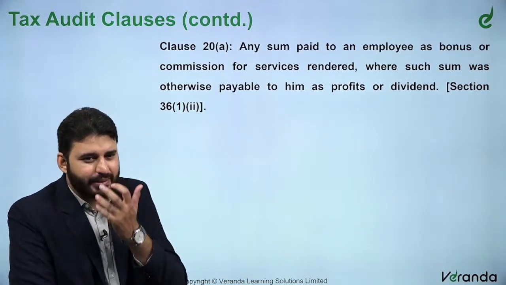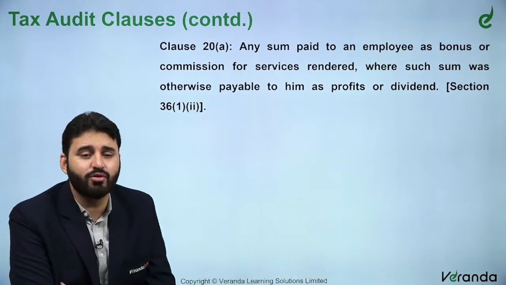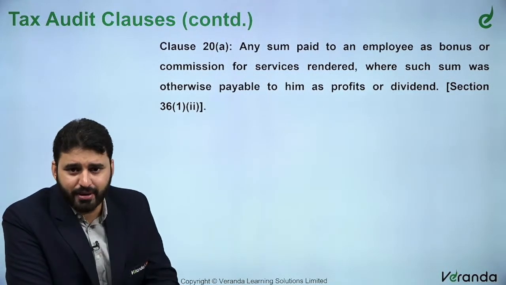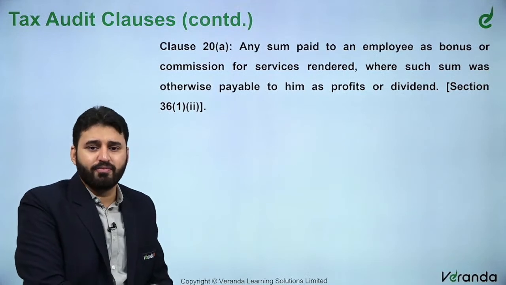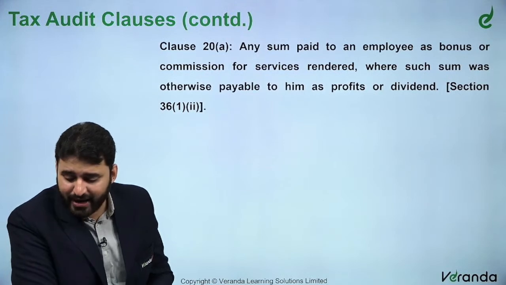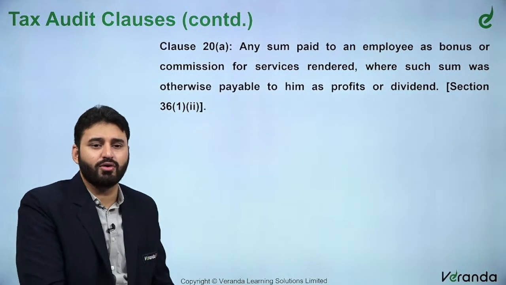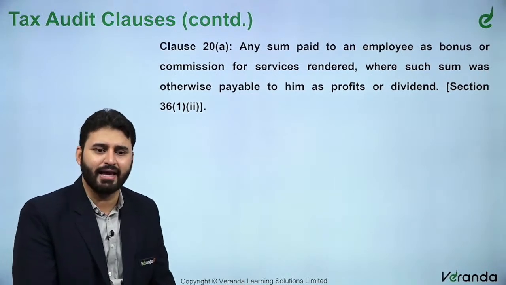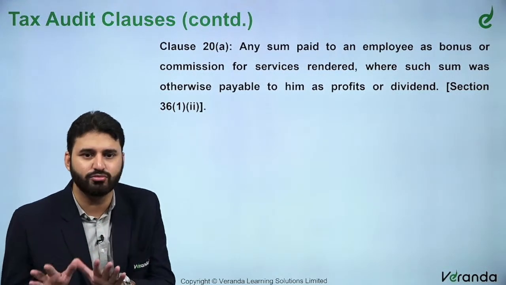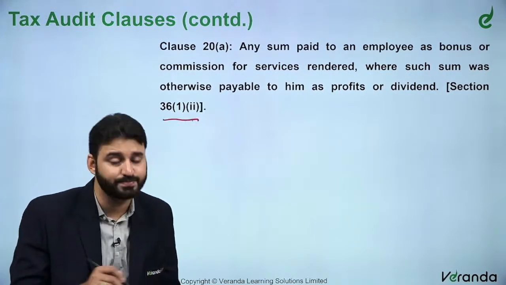So why is this so important? What is the purpose of this clause? That is more important to understand. Bonus, commission for services rendered, I would have paid some money, but where such sum was otherwise payable to him, the employee, as profits or dividend. This could be on account of ESOP that I have to share, but instead of giving him ESOP, I have given him a bonus or a commission, then that has to be reported. That is given under section 36 subsection 1 clause 2.